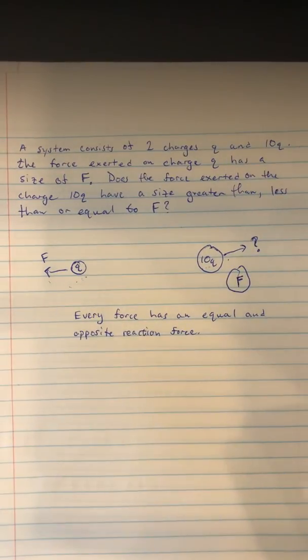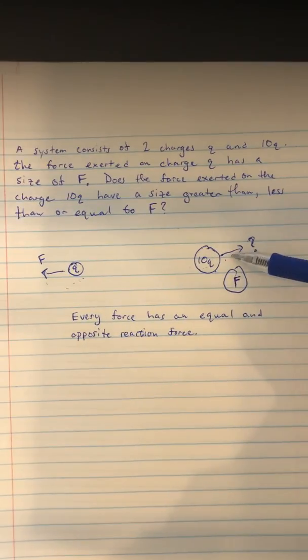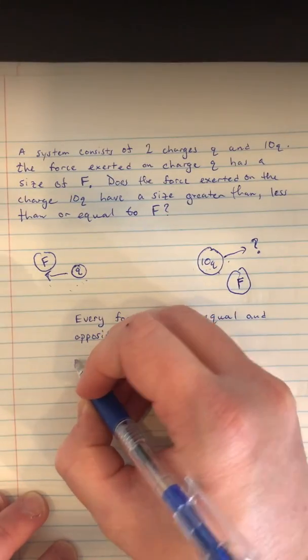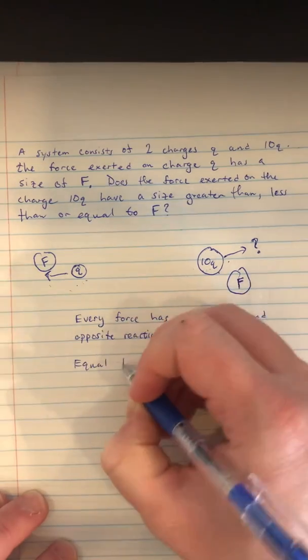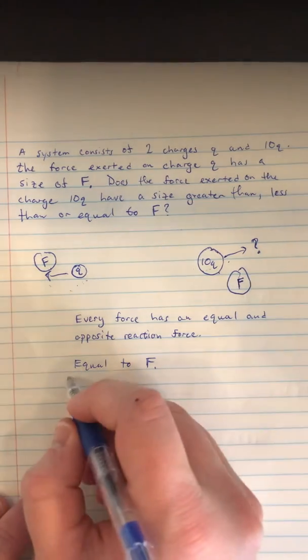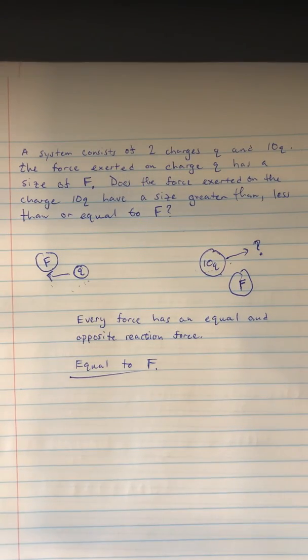Now, depending on how big they are, if this is a lot bigger, then what will the acceleration be like? Well, the acceleration will be a lot smaller. It's not going to move away as fast. This one will move away a lot faster. But the force has to be the same. So it is equal to F. It is not greater, it is not less, it is equal to F because they are equal and opposite reaction forces.